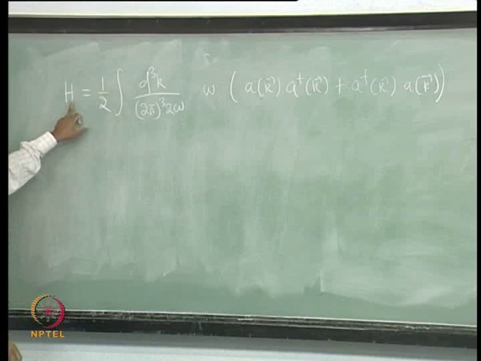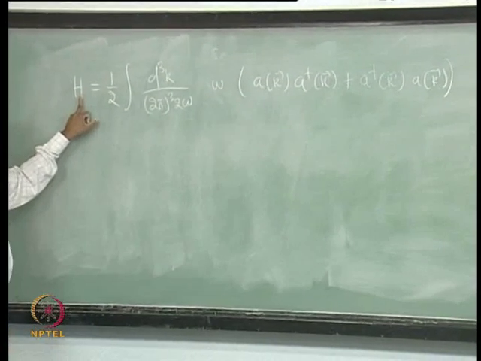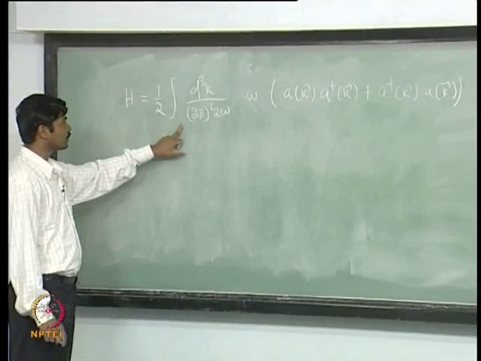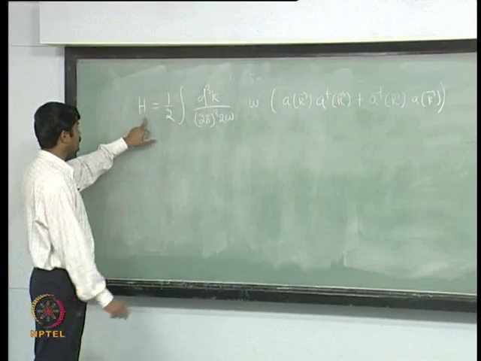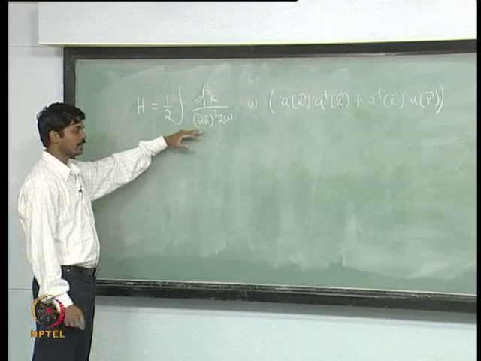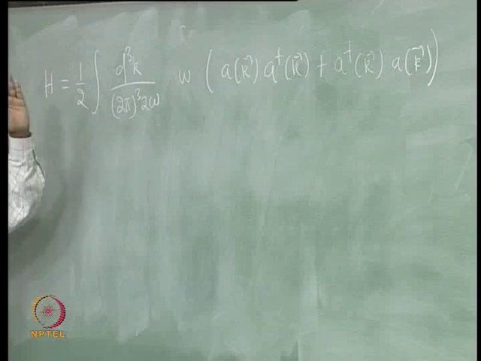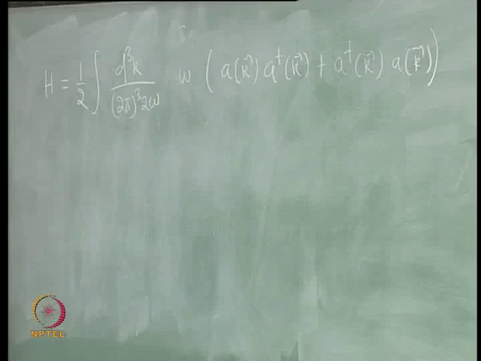Now, our task is to find the spectrum of this Hamiltonian. So, we will start with this Hamiltonian in the next lecture, and then we will derive its spectrum, and then we will discuss some of the difficulties associated with this, and how to interpret them and so on. Okay.